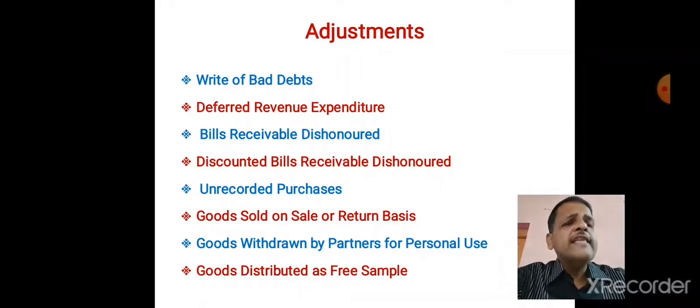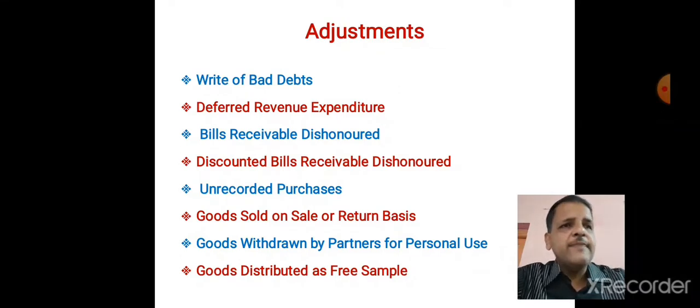Now let us see one adjustment that is given: write off bad debt 10% on sundry debtors. We have debtors of 1 lakh. On that 10%, so 10,000, we have to deduct that 10,000 from asset side debtors. 1 lakh minus 10,000, debtors will remain in the outer column as 90,000. Whatever 10,000 bad debts we have deducted, we have to show on the debit side of profit and loss account as bad debts 10,000.